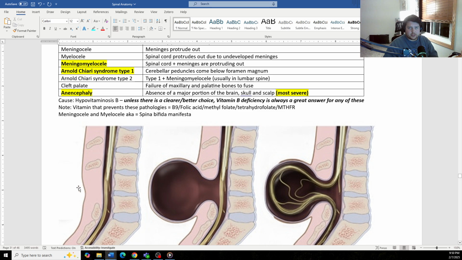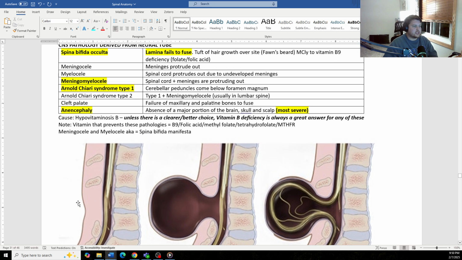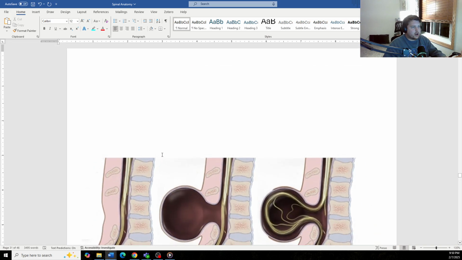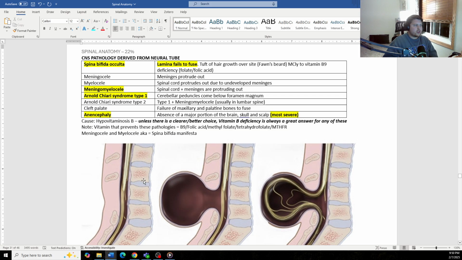We can have an absence of a spinous process. Oftentimes you will get a small tuft of hair. We call that a fawn's beard, growing at that specific site. This is something that as chiropractors, we want to make sure that we look out for, because if we go pushing and poking into that segment, there is no bony protection. And so we can potentially just poke and squish right into the spinal cord, which would be a big, big mistake. We want to make sure that we do not do anything like that.